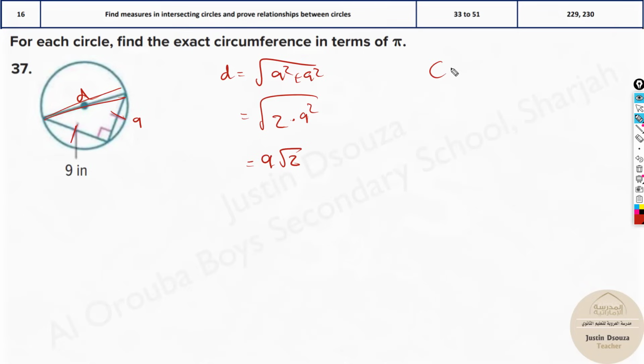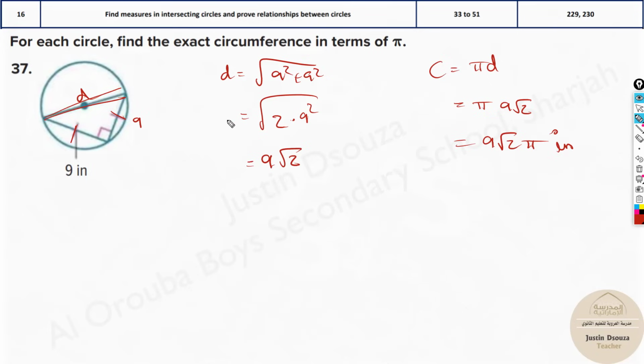Now in terms of pi, we know C is equal to pi d, so it'll be pi times 9 root 2, or you can write it as 9 root 2 pi inches. This is in inches. Please don't go and simplify it, don't press SD and solve it.